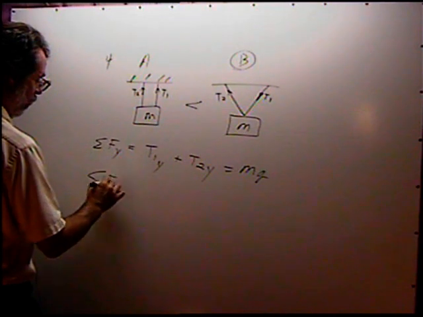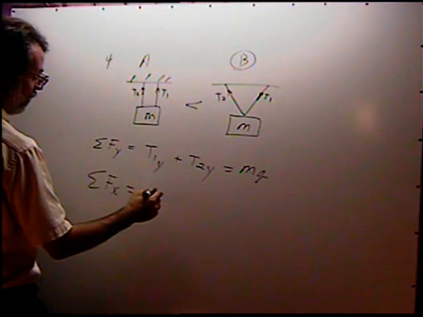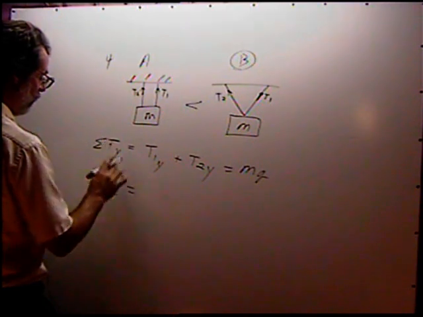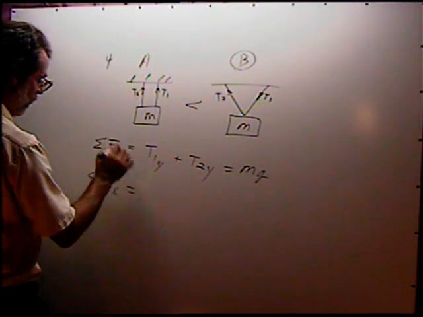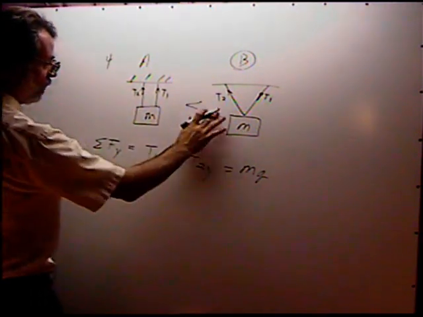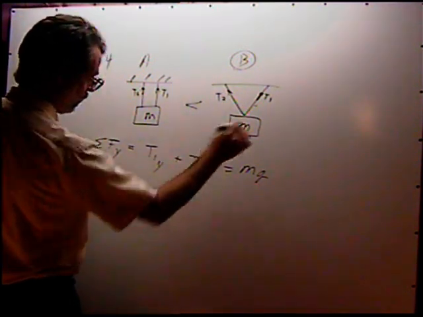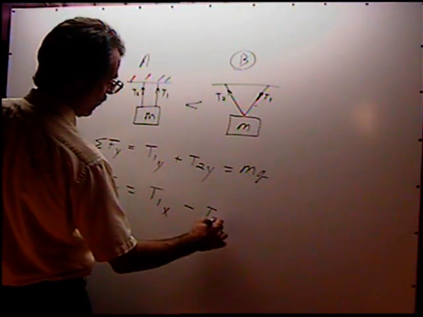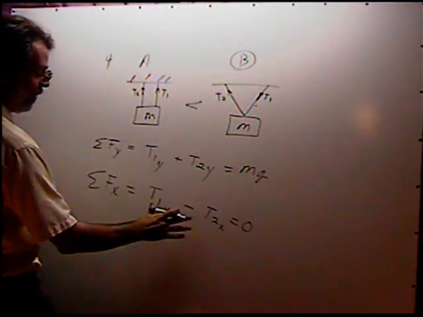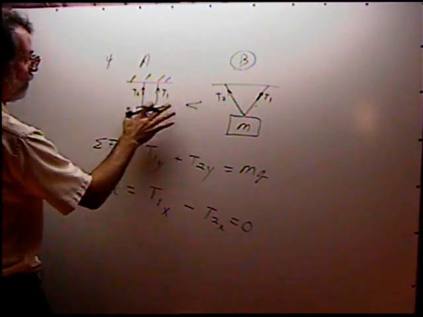But in the horizontal direction, notice that in the A case there is no horizontal tension. There's no horizontal force at all. But in this case over here, T1 horizontal and T2 horizontal have to add up to 0. Which means that there is a horizontal component here, so the overall tension here has to be greater than the overall tension here.